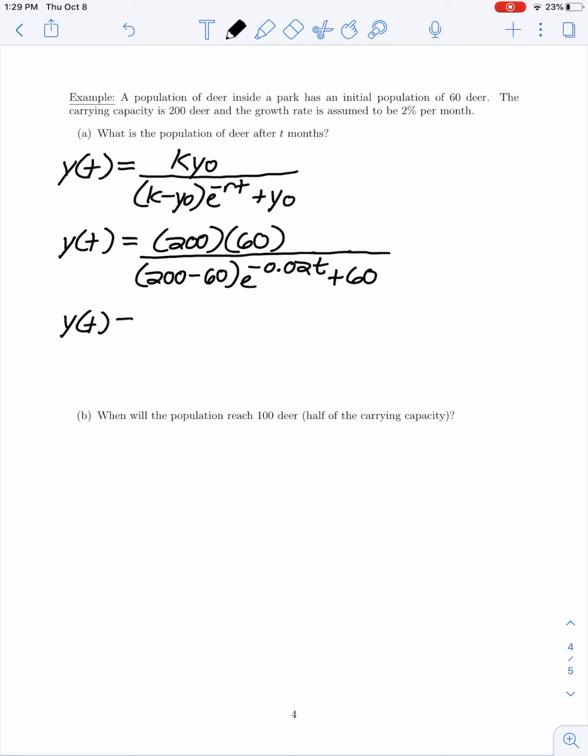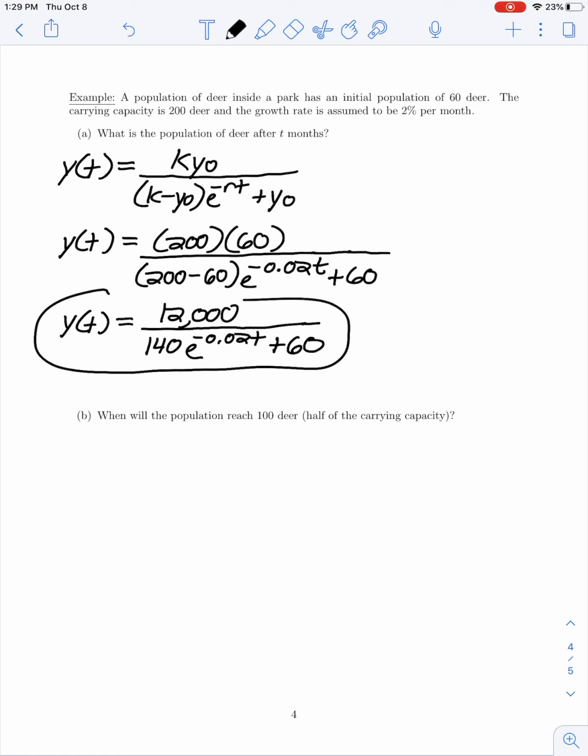So simplifying this, let's see what we have. Through the numerator, we have 200 times 60, which leaves us with 12,000, over 200 minus 60 leaves us with 140, e to the negative 0.02t plus 60. All right. So this is the population after t months. So in part B, now that we have this, we ask when will the population reach 100 deer, which is half of the carrying capacity.